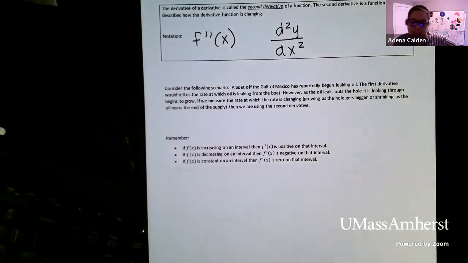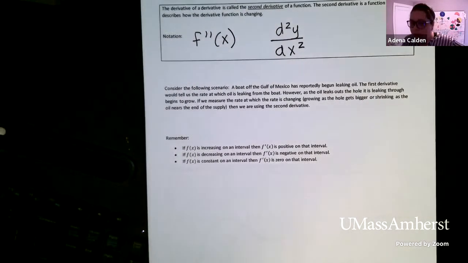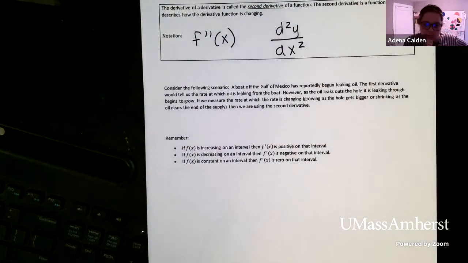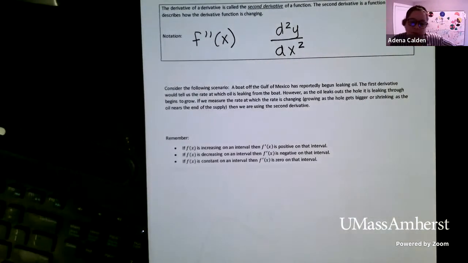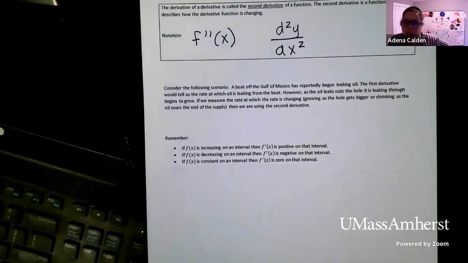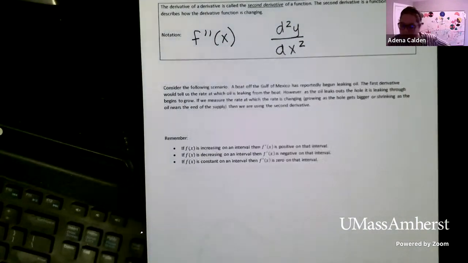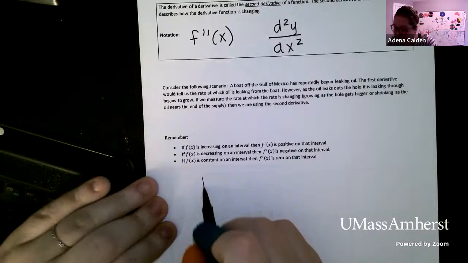If f of x is decreasing on an interval, then the derivative will be negative on that same interval where it's decreasing. And then finally, if f of x is constant on an interval, then the derivative will be 0 on that interval. So when we talk about constants, there's two places that that comes up.